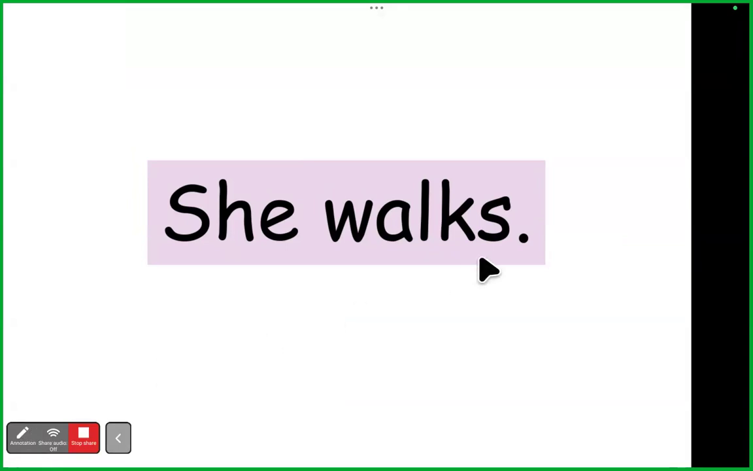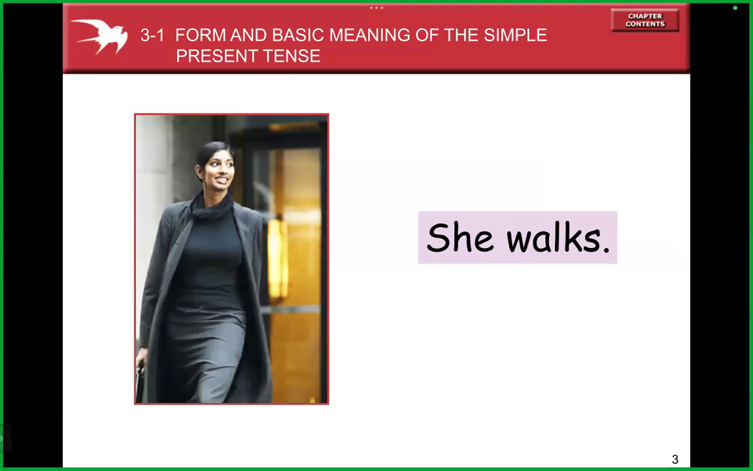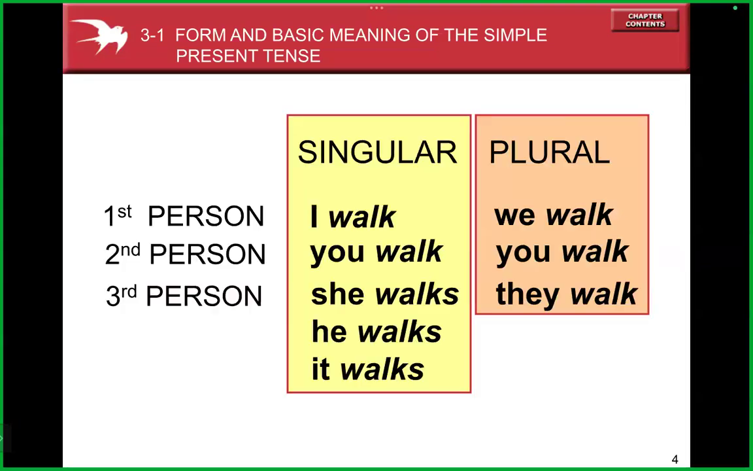Okay, so this is the letter S at the end of the verb. She walks means, in Spanish, ella camina. As I said before, it is time for you to learn a little bit about grammar. It's going to be quite important to understand this language. Okay, so let's move on.